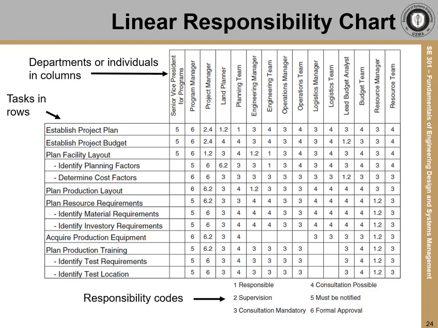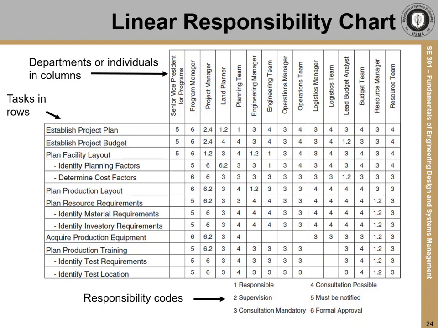For example, if we look at the operations manager, that individual must be consulted for almost every task in the project. Similarly, the resource manager is either responsible and supervising or must be consulted for every task. So making sure that those 2 key individuals have time available and allocated for the project tasks will be essential to keep the project on schedule.